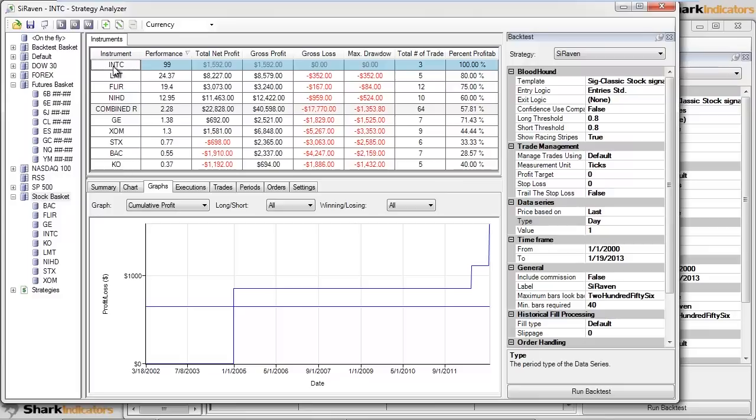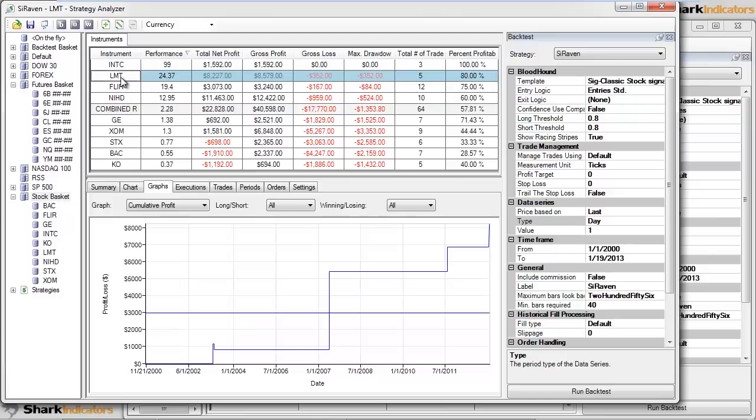The first stock here is Intel. Look at the performance, it's 99, right? There was no loss. It was all profit, but we can see that it only took 3 trades. Right there, that raises a red flag. 3 trades I wouldn't consider to give any kind of meaningful data. The next stock down is Lockheed Martin. We can see it took 5 trades. To me, that's borderline. I would like to see twice as many, but it did do pretty good.